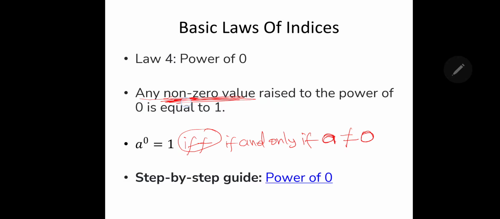So for any non-zero value, so far as a is not equal to 0, when you raise it to the power 0, you get what? You understand? Good. So let's do some examples. 3 to the power 0 equals 1, 2 to the power 0 equals 1, 1 to the power 0 equals 1, 6 to the power 0 equals 1, 1 billion, 1 million to the power 0, still 1. Any non-zero value raised to the power of 0 is equal to 1.